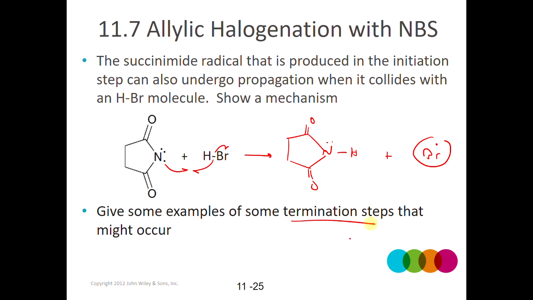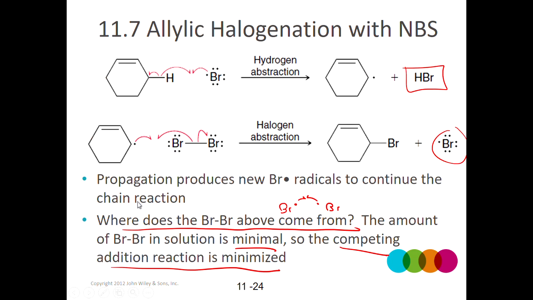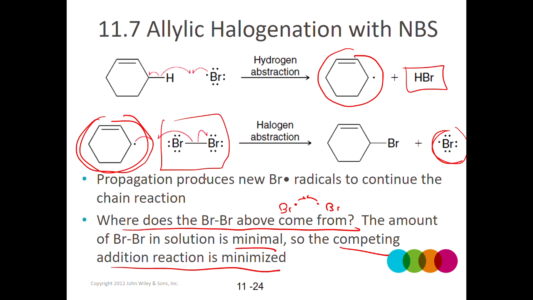There's also some potential termination steps, but they're pretty rare. Right? So termination steps usually involve coupling. Any radical that forms, the bromine could couple back together with the succinimide radical. The bromine could couple together with the carbon radical. A carbon radical could couple with another carbon radical, though that would be very rare because those radicals are very low in concentration. Usually, they just collide with the first thing they come in contact with, which is usually a Br2.